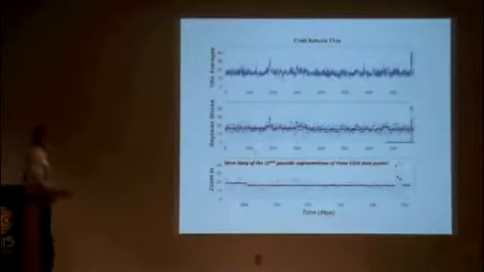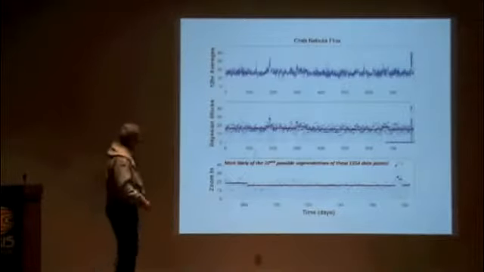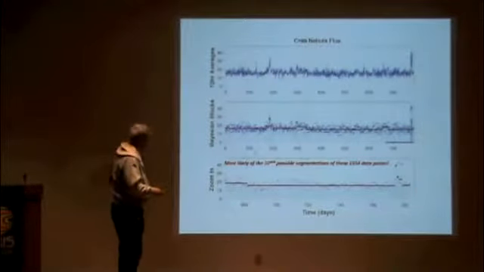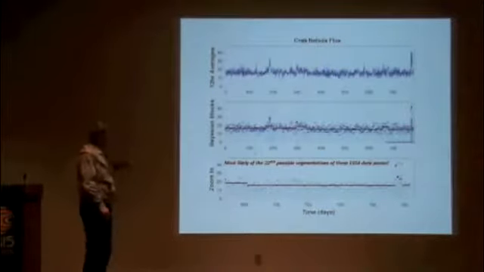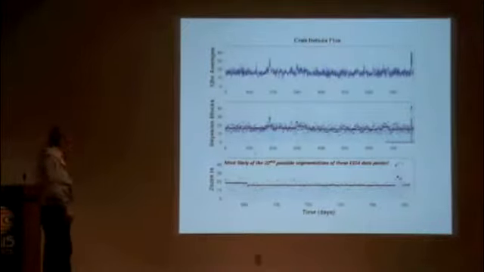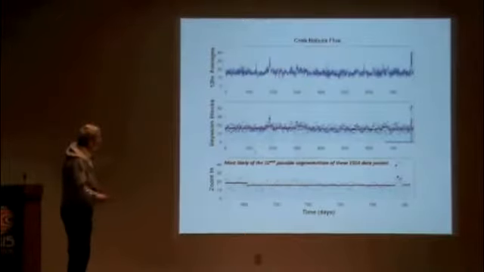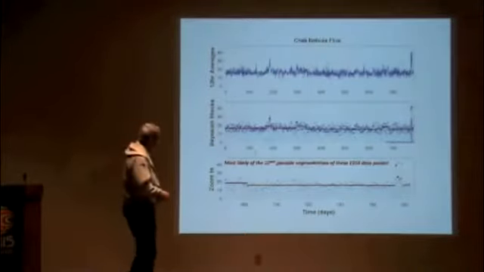Here's another example. I won't go into detail. This is the fascinating discovery by the Fermi telescope at the Crab Nebula. The Crab Nebula itself is flaring in gamma rays, large flares. Here's a Bayesian block analysis.